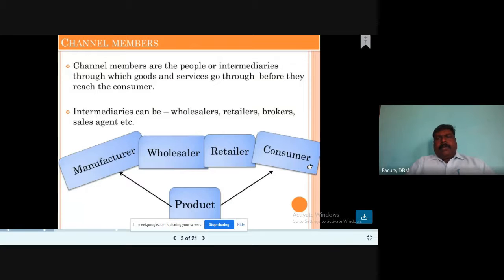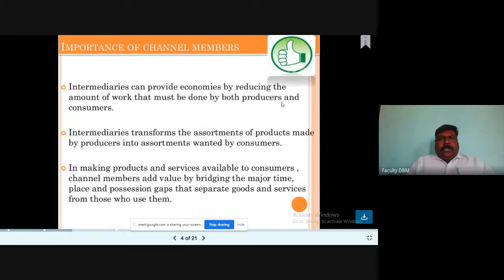Channel members are the people or intermediaries in between the customer and the company. The people who are in between are called intermediaries, through which goods and services go before they reach the final consumer. Intermediaries can be wholesalers, retailers, brokers, sales agents. So the people between the manufacturer and consumer are called channel members. So, the importance of channel members: without these channel members, we cannot push the products towards the final consumer.